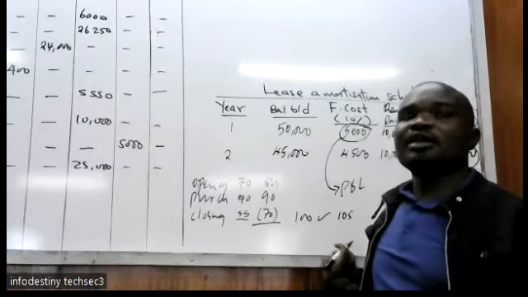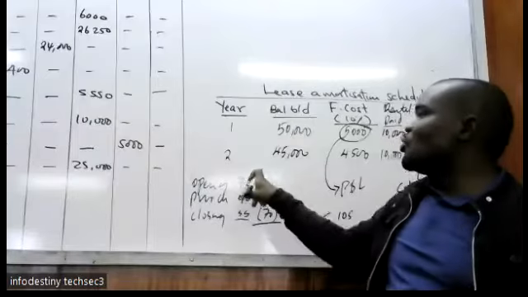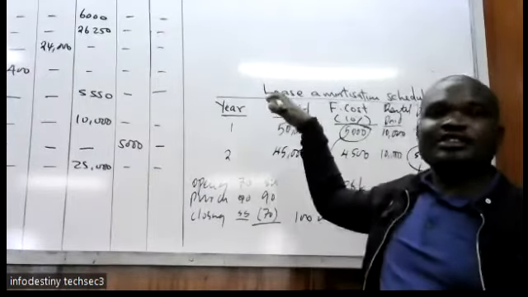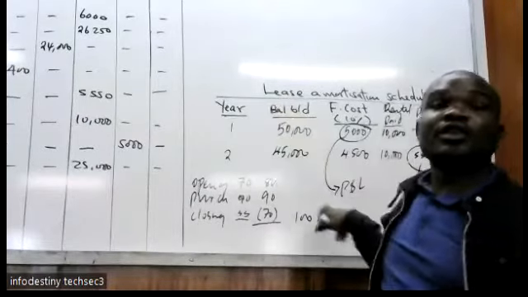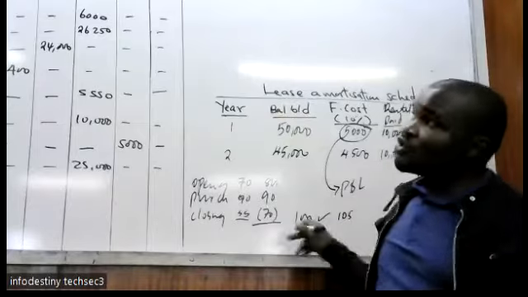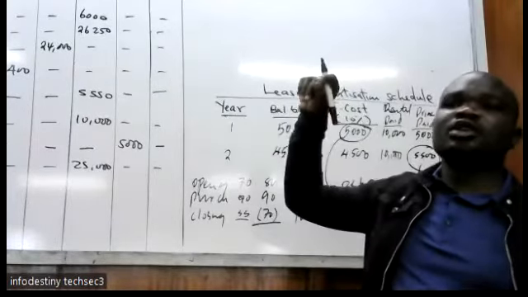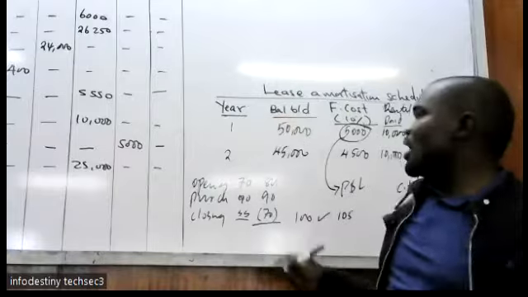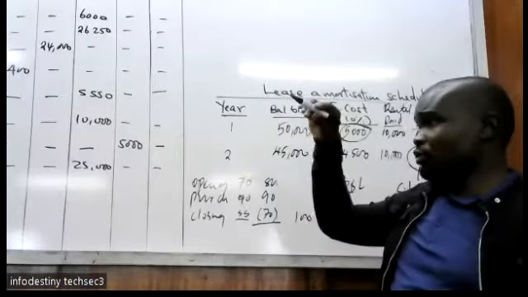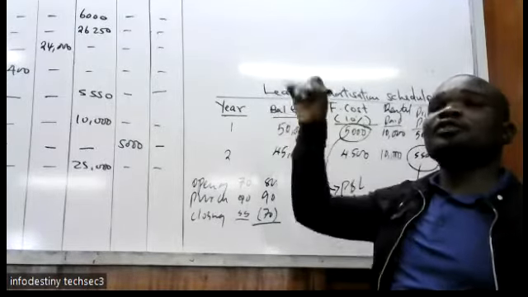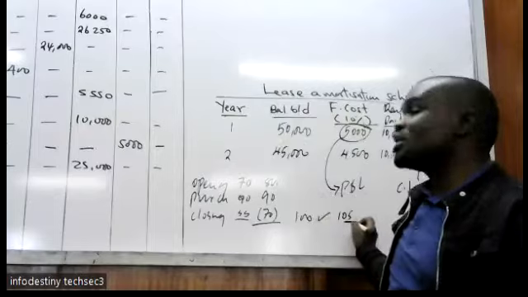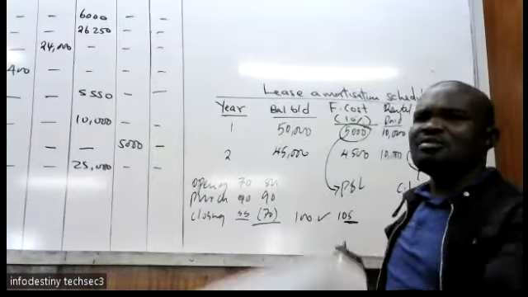So what is happening? When you understate the closing, you are overstating the cost of sales. So the cost of sales is going up. So whatever happened there overstated the cost of what? Sales. Between 10 and 15, that difference is 5. It is overstated by how much? 5.